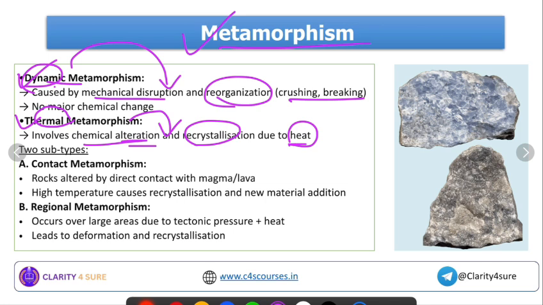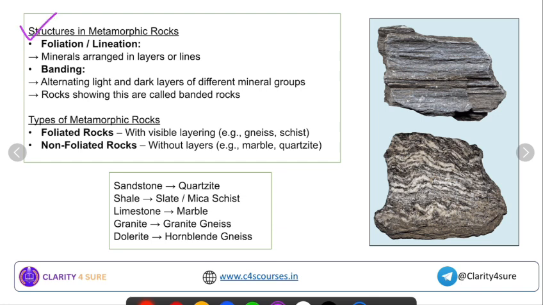And under thermal we have two subtypes. First is contact and second is regional metamorphism. Contact is localized. It is the direct contact with that particular rock, which is going to change its form. But regional occurs over large areas due to tectonic pressure and heat, which lead to its recrystallization. So contact is localized direct contact with the rock, and the regional is occurring on a larger scale.